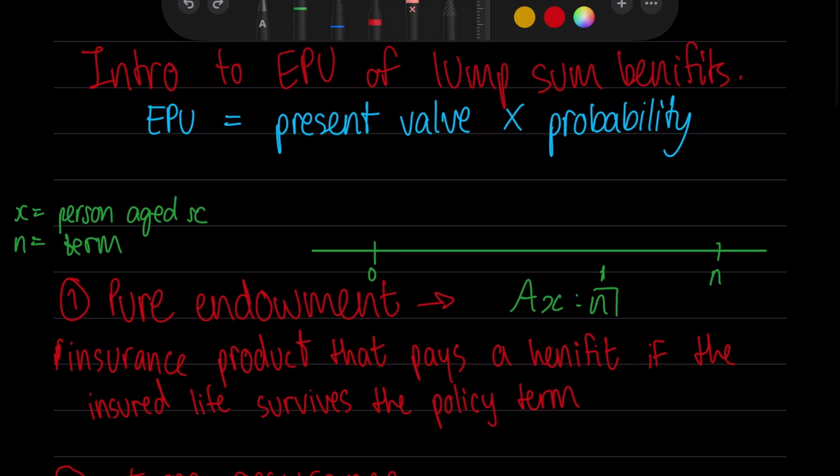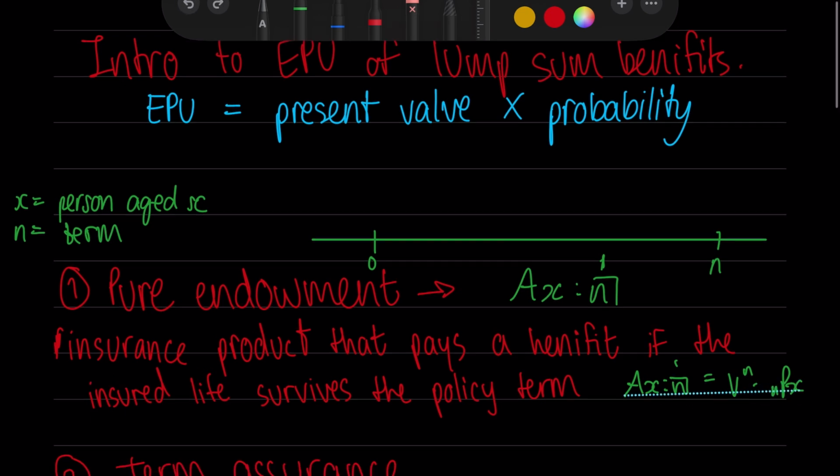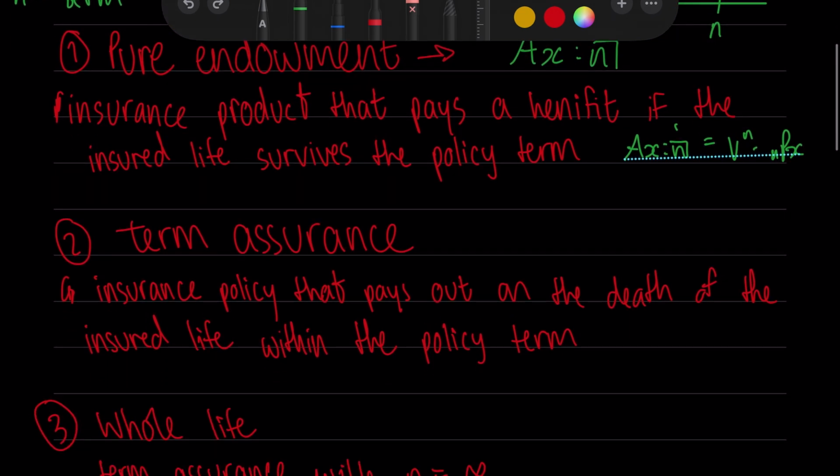This A_x:n EPV is equal to v^n times n_p_x, which you should remember from contingencies and all the discounting we've done. This is to calculate the present value, and this is the probability of being alive at that time. Very simple. I don't think that's too hard to get around. The next one we're doing is term assurance. It's slightly more complicated, but it's nothing too crazy.